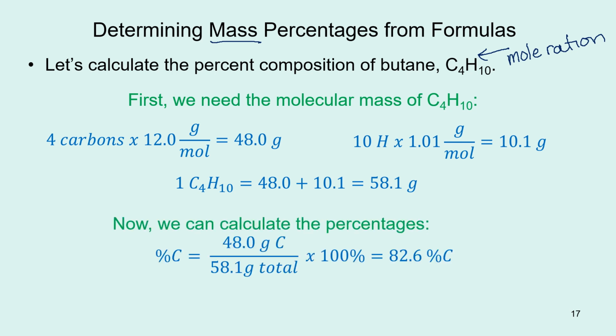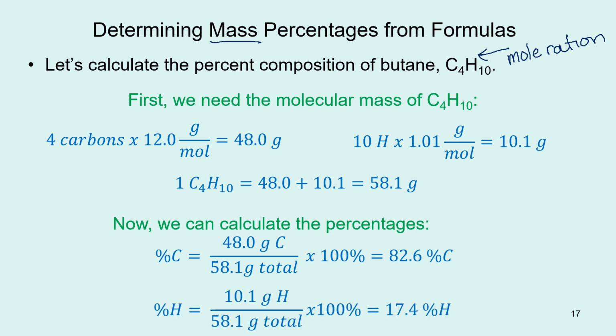So our mass percent of carbon will be the mass of carbon, 48, divided by the total mass, 58.1. That gives us 82.6% by mass of carbon. Let's do hydrogen. If there's only 2 things, they should add up to 100%. So you could either do the hydrogen like this, 10.1 divided by 58.1 gives me 17.4%, or I could also subtract 100 minus 82.6, which should give me 17.4. Now, it may not always add up to exactly 100. It may be off by a decimal, and that has to do with rounding and significant figures and things like that.